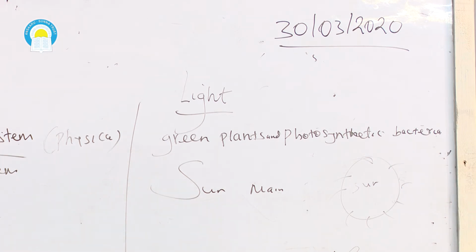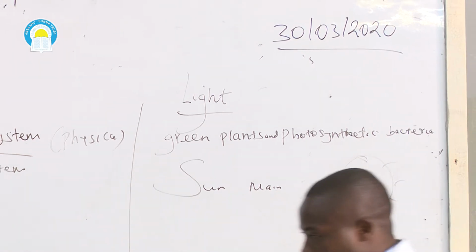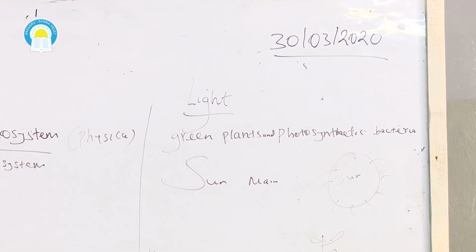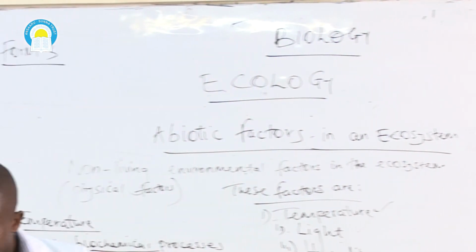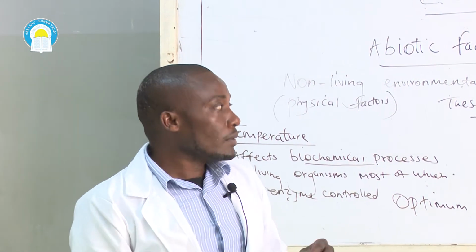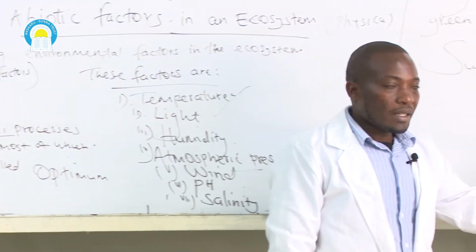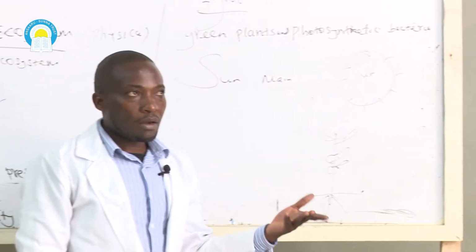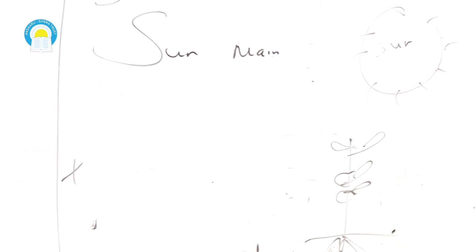All energy flows from plants. Animals can get that energy directly by feeding on plants or indirectly by feeding on other animals. So the sun is the main source of energy in an ecosystem. Herbivores depend on plants for food. Plants are the main producers. So how does light affect the distribution of living organisms?